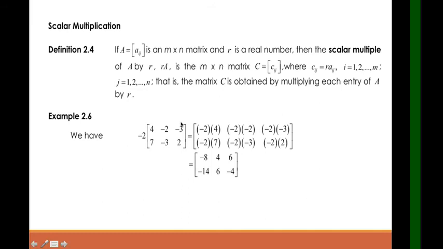Now we have this one, negative 2, so we have a matrix of 4, negative 2, negative 3, I'm sorry, 7, negative 3, and 2. So we just distribute negative 2 to all these numbers inside this matrix. So we have negative 2 times 4, negative 2 times negative 2, negative 2 times negative 3, negative 2 times negative 7, negative 2 times negative 3, and negative 2 times 2. So we do the operation of multiplication here. So we have negative 8, 4, 6, negative 4, 6, and negative 4 as our final answer for the scalar multiplication. I hope you get it.